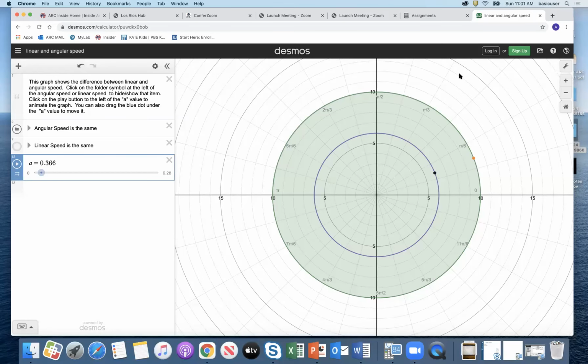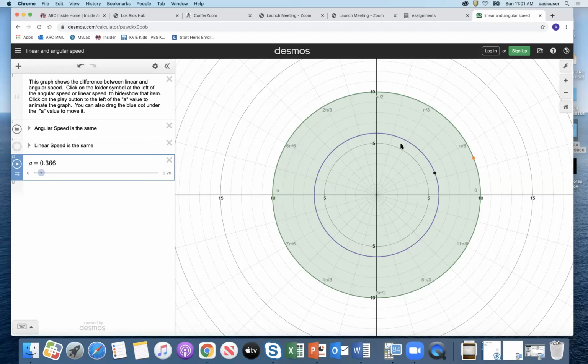Class, it's Mr. H here, going to finish off 6.2. This one's on linear velocity and angular velocity. So some cool examples of circular motion and the speeds of circular motion, basically. This little animation helps to describe what we're talking about.